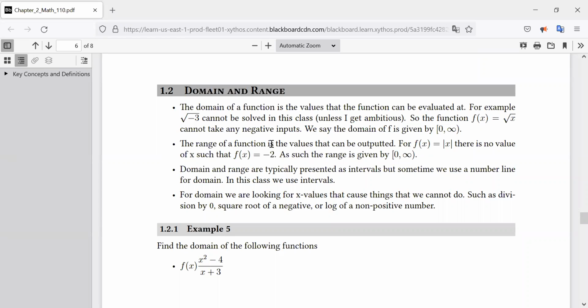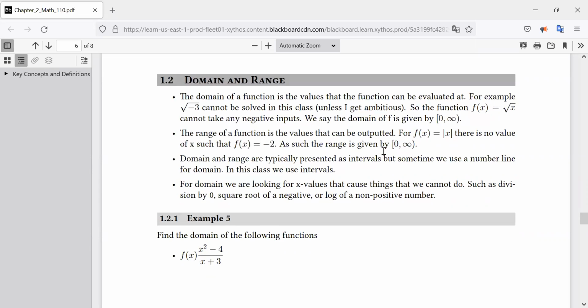The range is the y values that you can hit. So if I look at the absolute value of x, you're only going to get positive numbers, right? Same thing, or non-negative numbers. You can also get 0, right? The absolute value of 0 is 0. Or if I look at x squared plus 1, then all of the numbers are going to be greater than or equal to 1, right? So those are the range. Those are the values that we can hit.